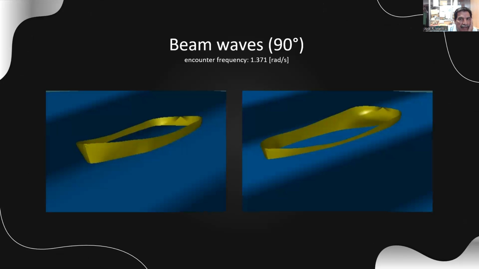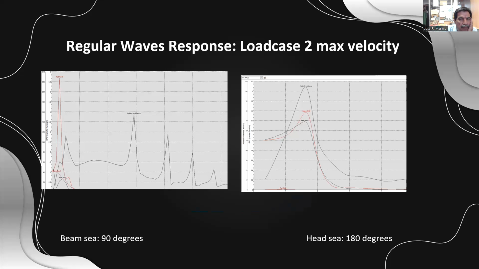This graph of the added resistance is very interesting because I see some peaks. I see some peaks every certain value of frequency.